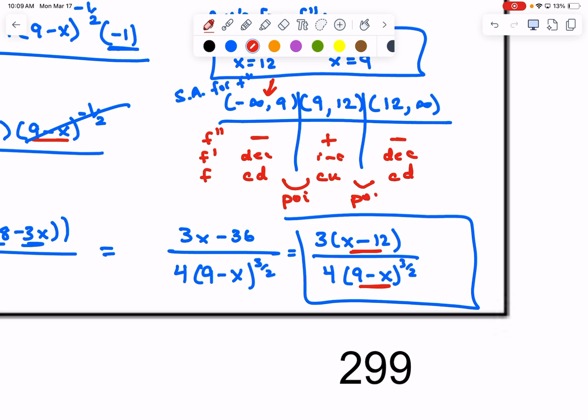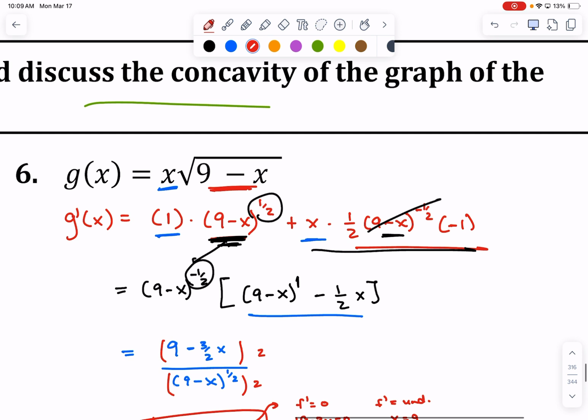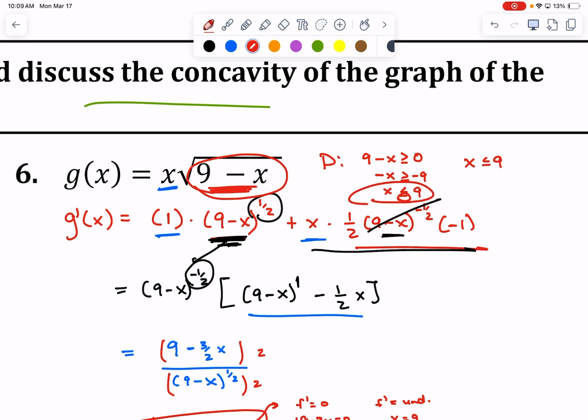I'd be careful here. Let's see. POI, we think at 9 and 12, but go back to the original problem. No, 9's okay. Because the only part of the domain is you can't have a negative underneath the square root. So for the domain, 9 minus x just has to be greater than or equal to 0. So you get negative x is greater than or equal to negative 9, so x is less than or equal to 9. Is 9 included? Yeah. So the domain is x less than or equal to 9, and 9 is included in the domain. So yes, 9 can be a POI. But you would want to check that undefined one to make sure it's in the domain.